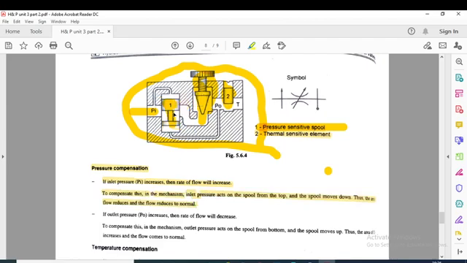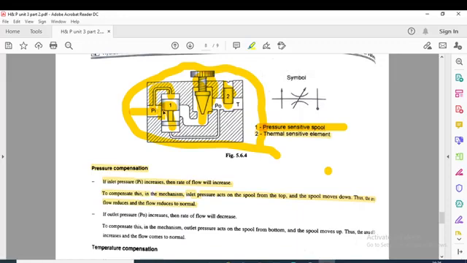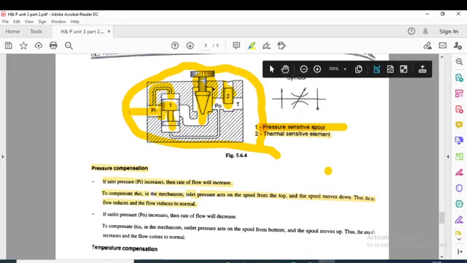Here, when the inlet pressure P1 increases, this pressure exerts force on the top of the spool, and the spool moves in the downward direction. As the spool moves downward, it closes the flow here, and the flow is reduced. Because of this, the pressure inside the system is reduced, and we compensate the pressure like this.